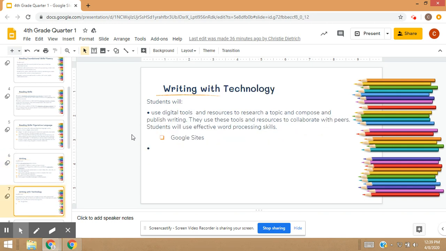So writing with technology, something we're doing a lot right now. Students will use digital tools and resources to research a topic and compose and publish writing. They use these tools and resources to collaborate with peers. Students will use effective word processing skills.